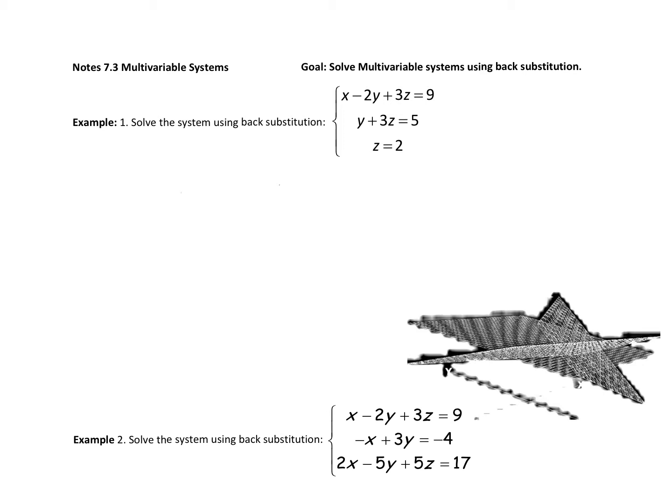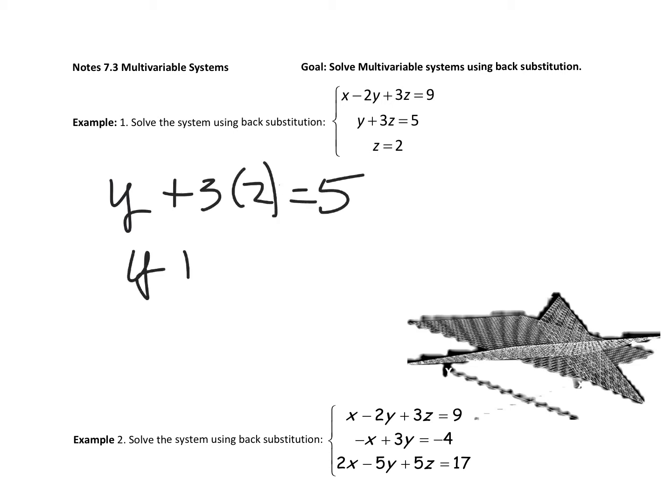This is the structure that we are looking for, where generally speaking, if we have 3 variables equal to a number, 2 variables equal to a number, and then 1 variable equal to a number, we then can solve and find the values of x, y, and z. So let's first go ahead and do that. We have z equals 2. We substitute that in. So now I have y plus 3 times 2 equals 5. And that'd be y plus 6 equals 5. And then we have y equal to negative 1.